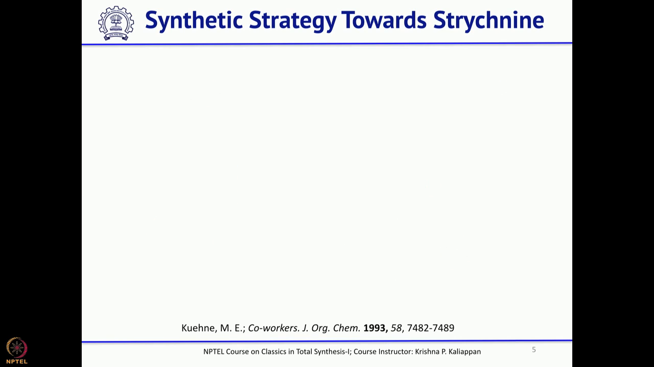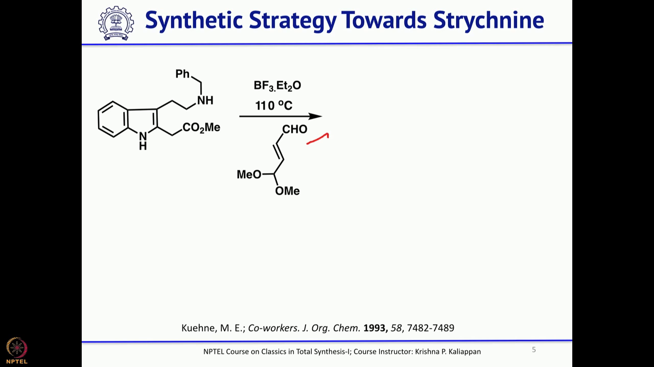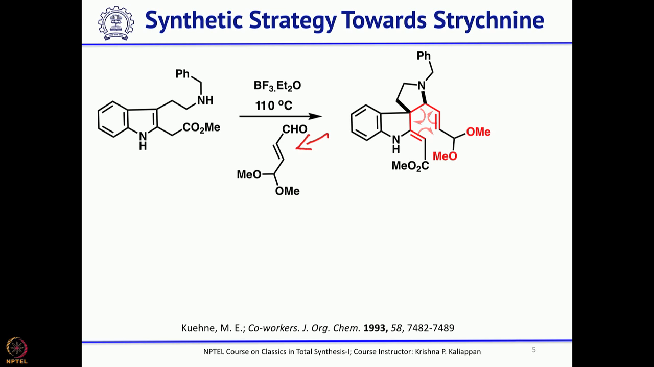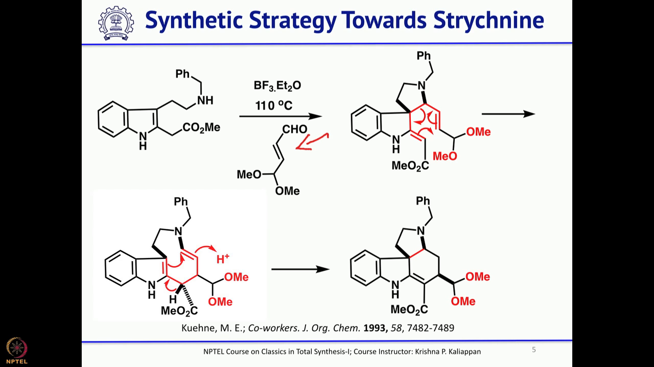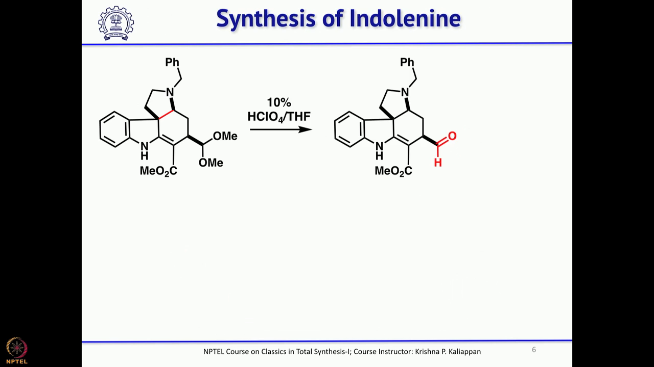Once this was prepared, it was treated with this alpha beta unsaturated aldehyde. As I said, in one pot, 3 reactions take place: a Mannich reaction, a 3,3-sigmatropic rearrangement, that is Cope rearrangement, followed by another Mannich reaction. You get the corresponding tetracyclic compound. Earlier we had furan, now you have the dimethoxy acetal. Once you have this, next you have to hydrolyze the acetal to aldehyde.